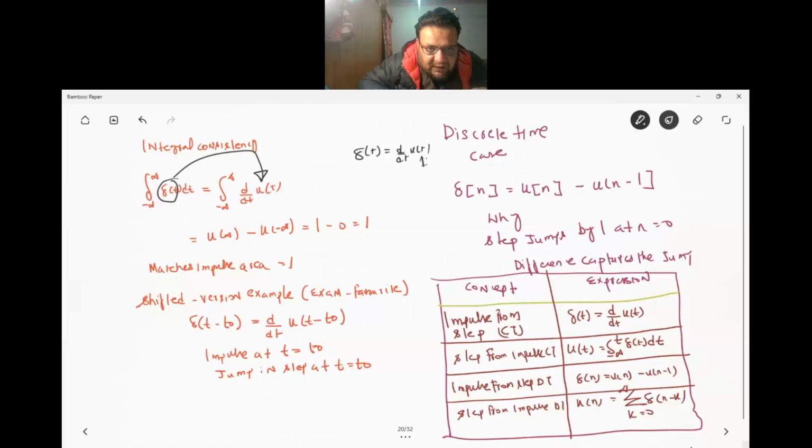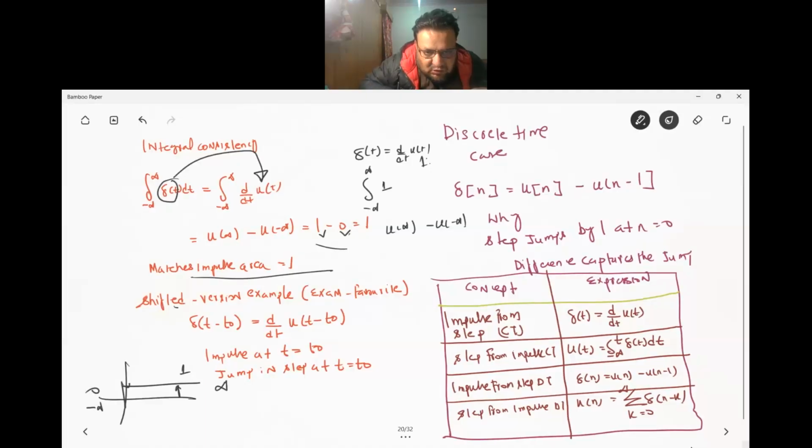Now, in the discrete time domain, the value of this function would be 1. So infinity minus infinity: this would be u of infinity minus u of minus infinity. For a unit step function, u of infinity has amplitude 1, and at minus infinity the amplitude is 0. So this is 1 minus 0.